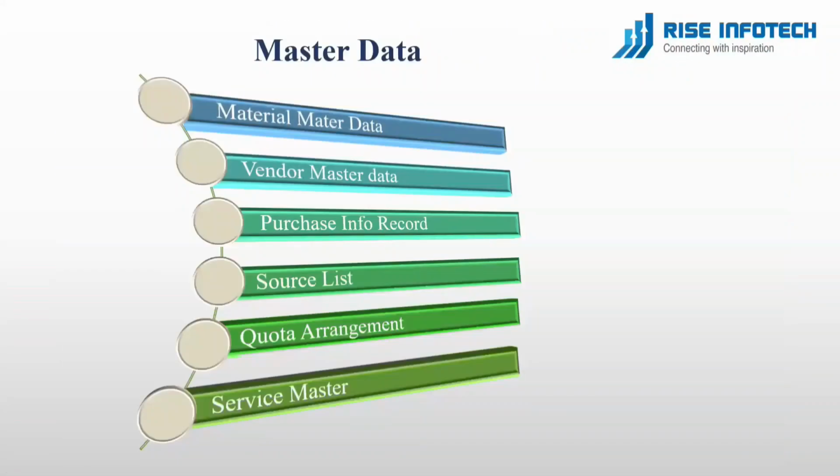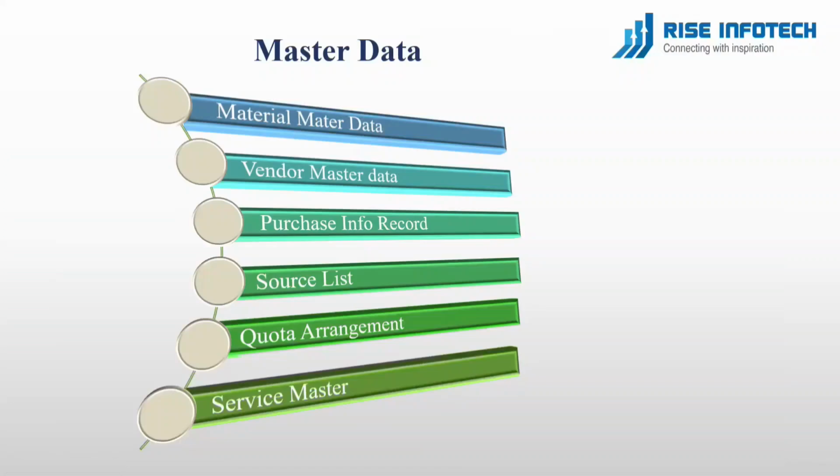Then coming to master data. Master data means one-time creation data. We can't easily remove the data. It is one-time creation data, required to perform business transactions. We have 6 master data: material master data, vendor master data, purchase info record, source list, quota arrangement, service master.